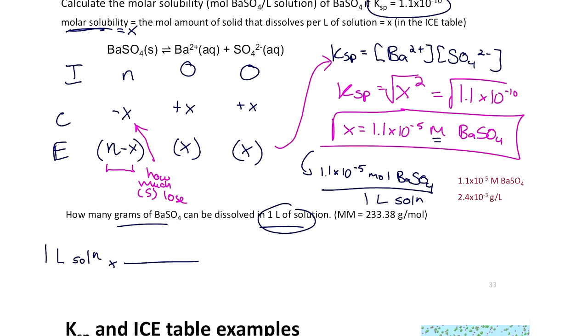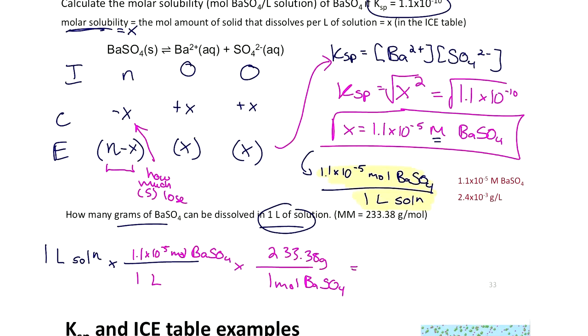Let's take that molar solubility we just got. I'm going to put 1 liter on the bottom, 1.1 times 10 to the negative 5 moles up top, moles of barium sulfate. So this will tell me how many moles of barium sulfate will dissolve. But I want this in a gram amount because I can wrap my head around grams, not so much moles. So for every 1 mole of barium sulfate, it weighs 233.38 grams.